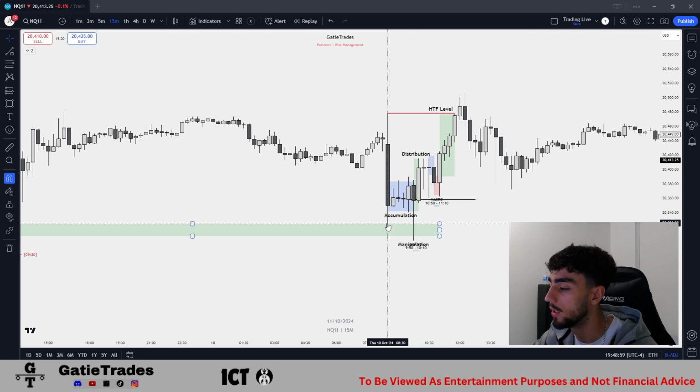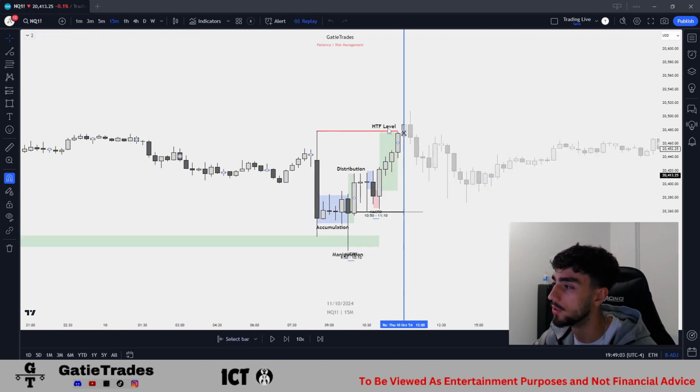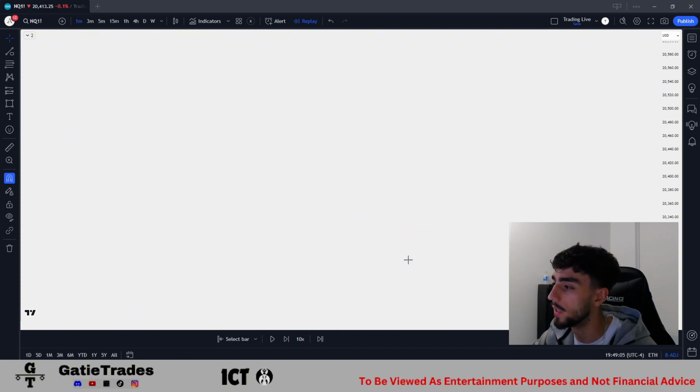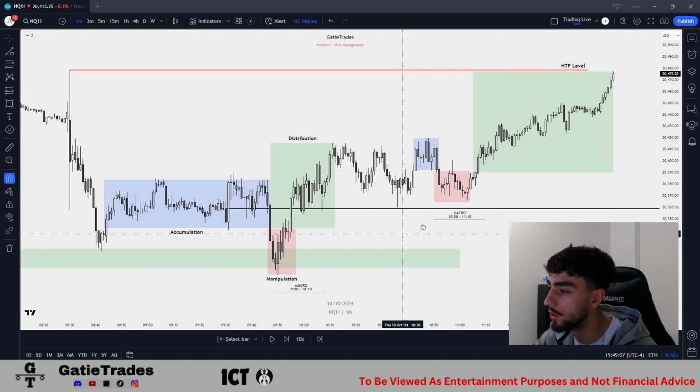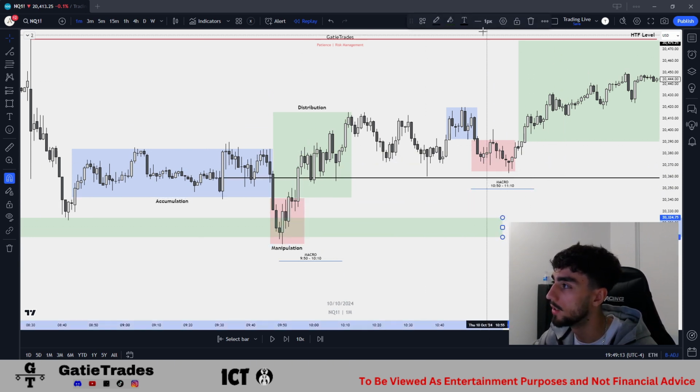Did we take out liquidity? Yes. Do we have a fair value gap? Let me just do this to make it simple. Do we have a fair value gap going back into the range, or an inversion fair value gap? In this case, we have both. This was an absolute A+ trade entry.